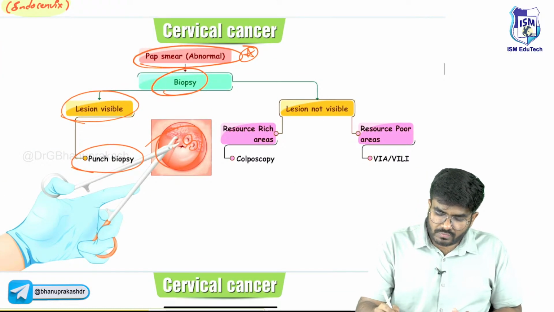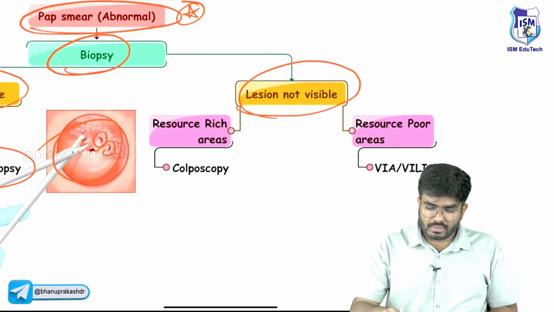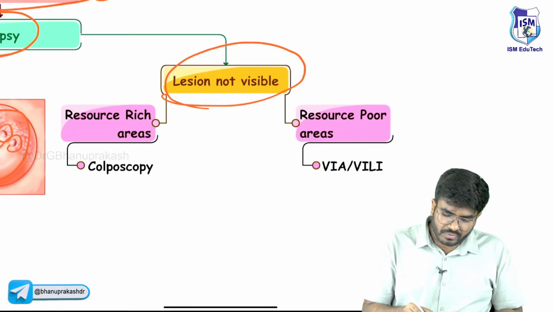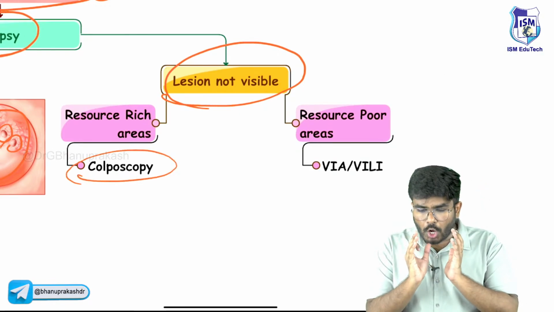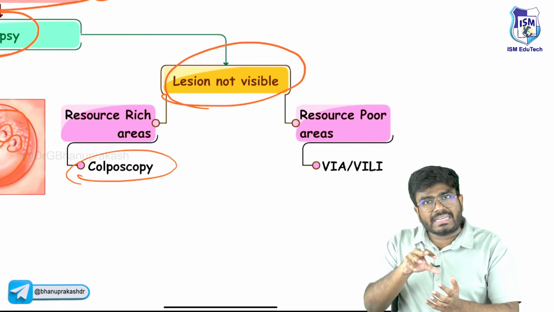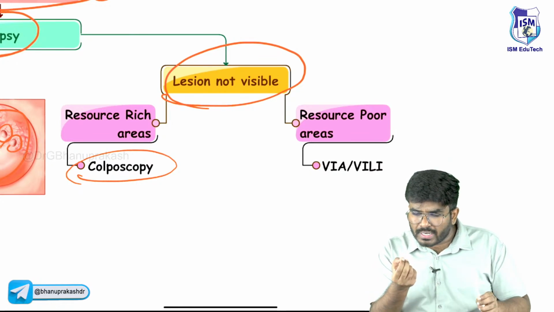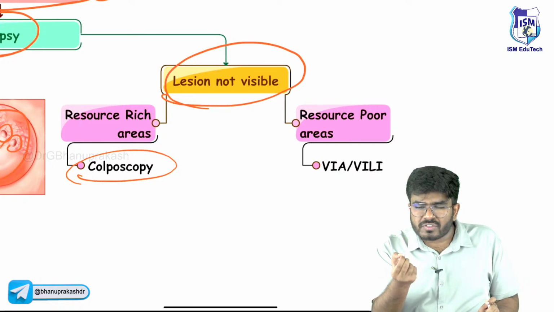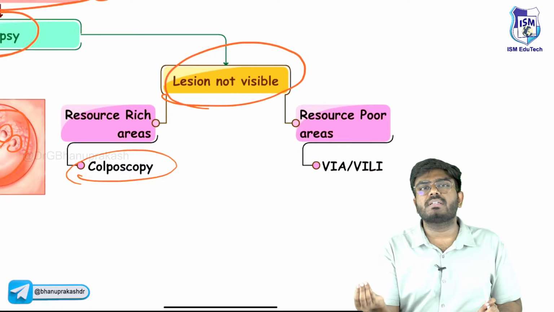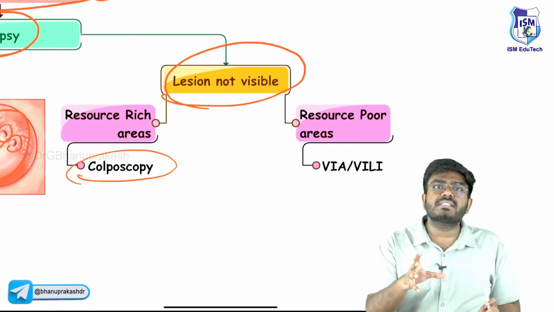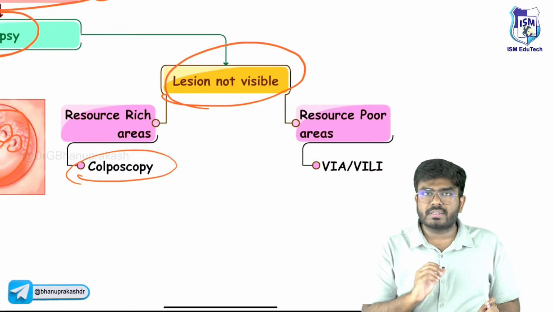If the lesion is not visible, if you cannot see the lesion, then what do you have to do? Then you can go with colposcopy. Colposcopy is just magnification. There is an instrument called a colposcope, which magnifies the area so that you can have a better visibility, even of small lesions. By using certain stains, you will get a better visibility. I will tell you what that is.